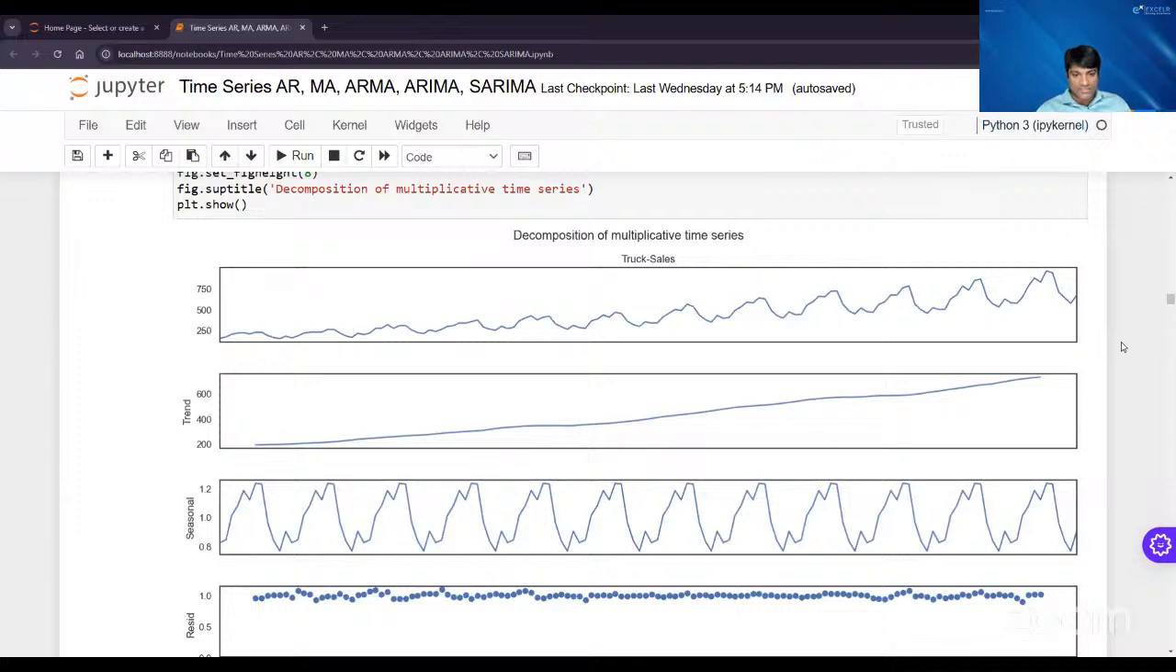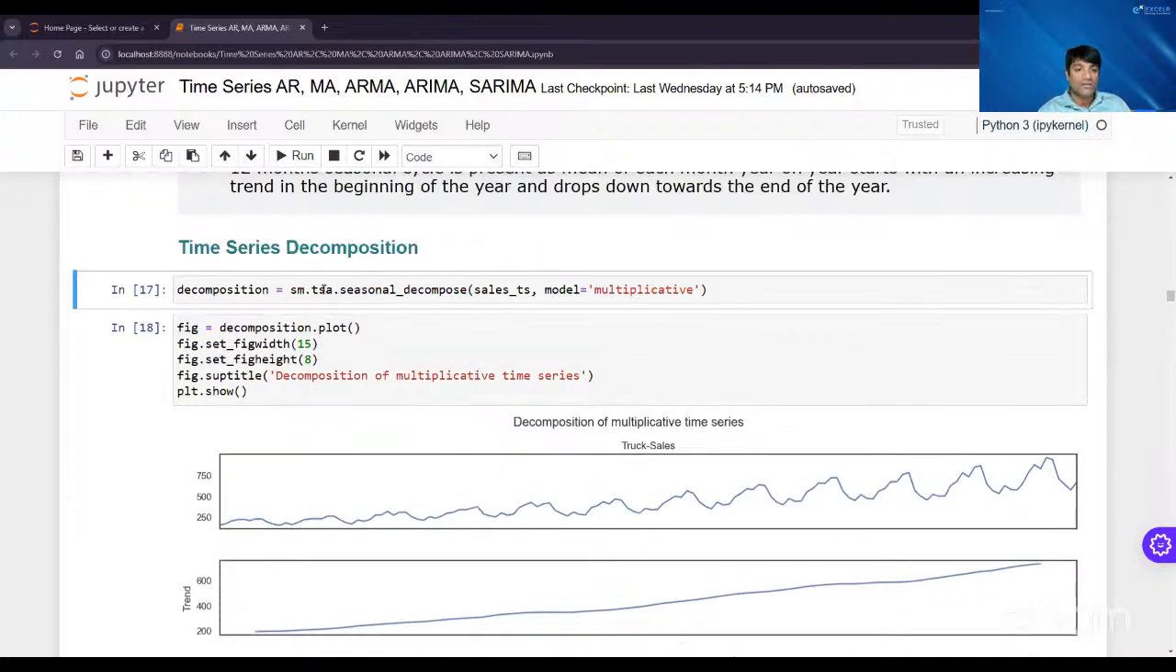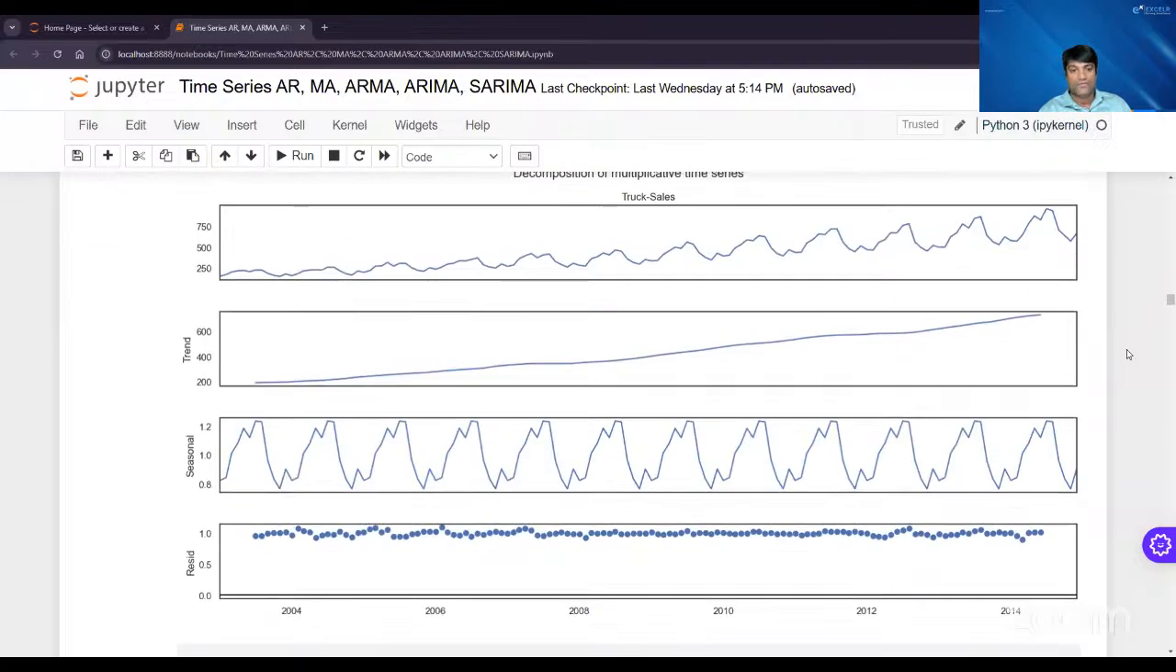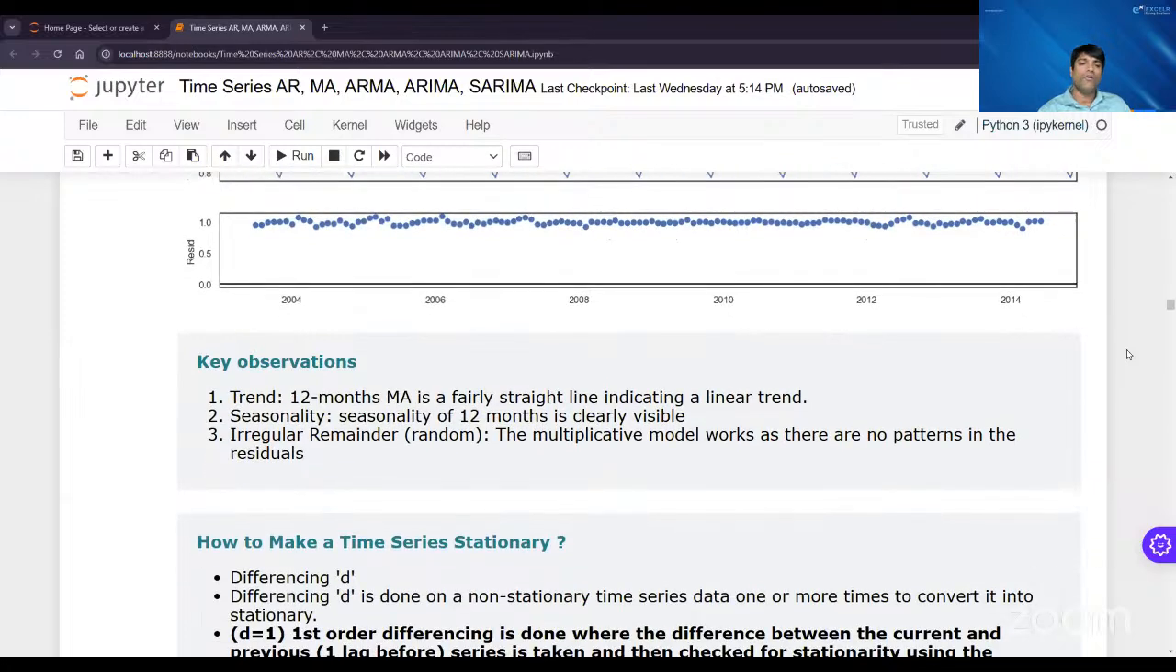So what we'll understand by this graph is what is actually given by the seasonal decompose function which we have built. What is the inference we are going to get, and what can we conclude from this graph? A very important thing we can conclude is that there is the existence of a linear trend, and seasonality is also clearly visible.